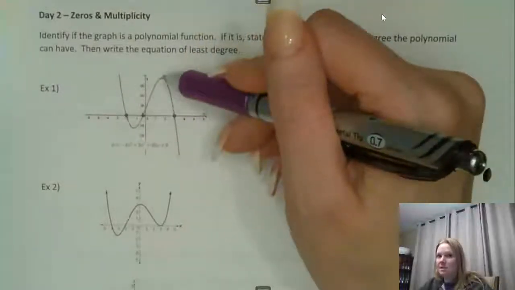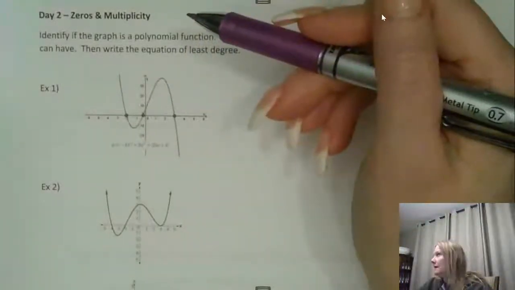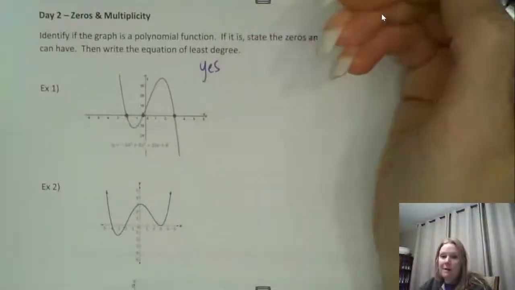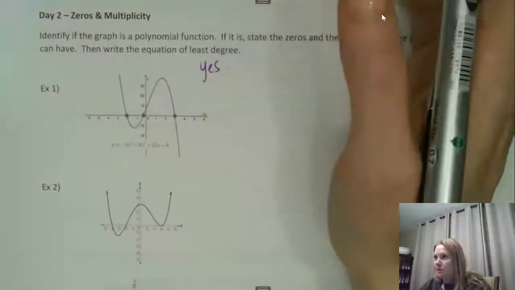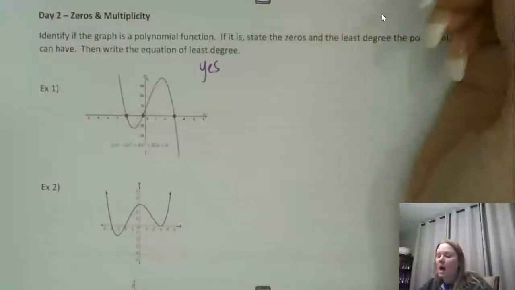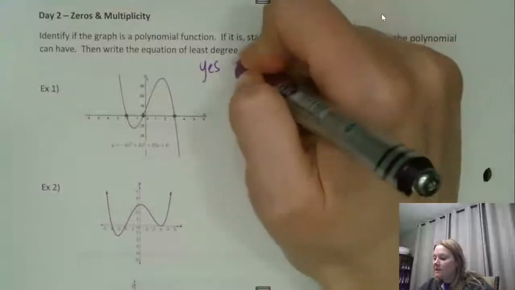Yes, it's a nice smooth curve, no holes, no asymptotes, no jumps in the graph. So yes, this is a polynomial. Polynomials are nice smooth curves with no breaks in them. Okay, if it is, state the zeros.